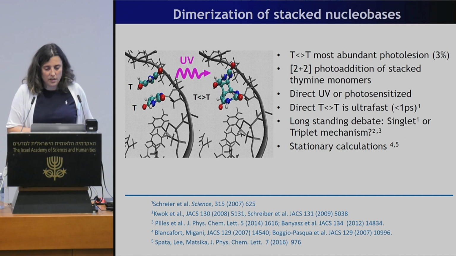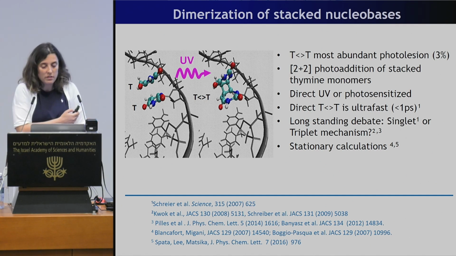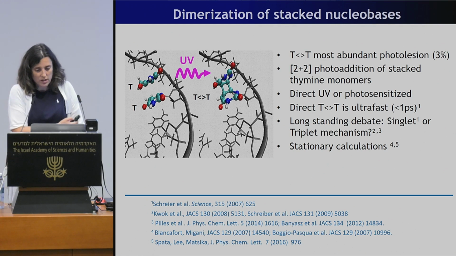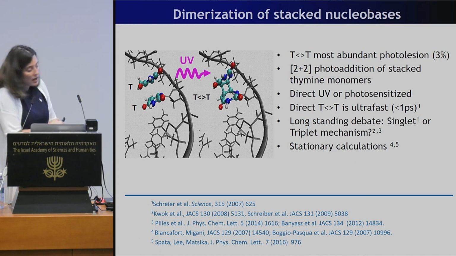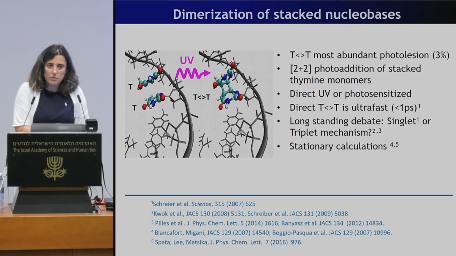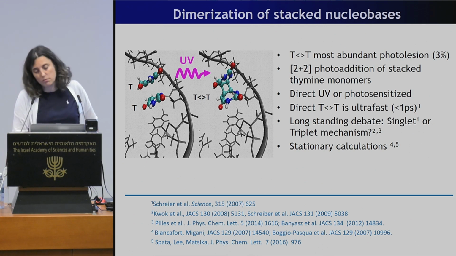stack there. So this reaction can happen just by direct irradiation, and it can also be photosensitized. Even if it's the most abundant photo lesion, it's only 3%, which is good for us. There is a very efficient repair mechanism in the body to deal with that. It was also studied from the experimental point of view, and was seen to be ultra fast. Within 1 picosecond, this dimer was formed, and there was some debate about whether this reaction happens through singlet states or through triplet states.